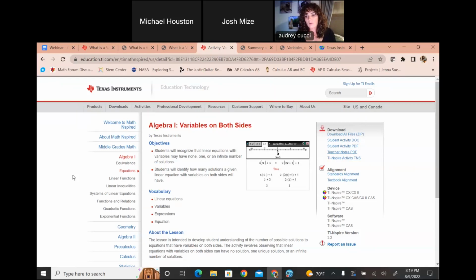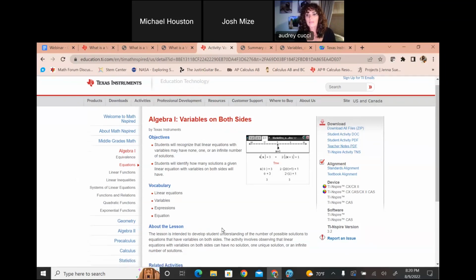So just like with the building concepts, we see that we have a list of vocabulary that we're going to stress. We have our objectives. It has a short blurb about the lesson. And then off to the side, we have all of our files that we can use. So we have the student PDF, teacher PDF, and then calculator file.